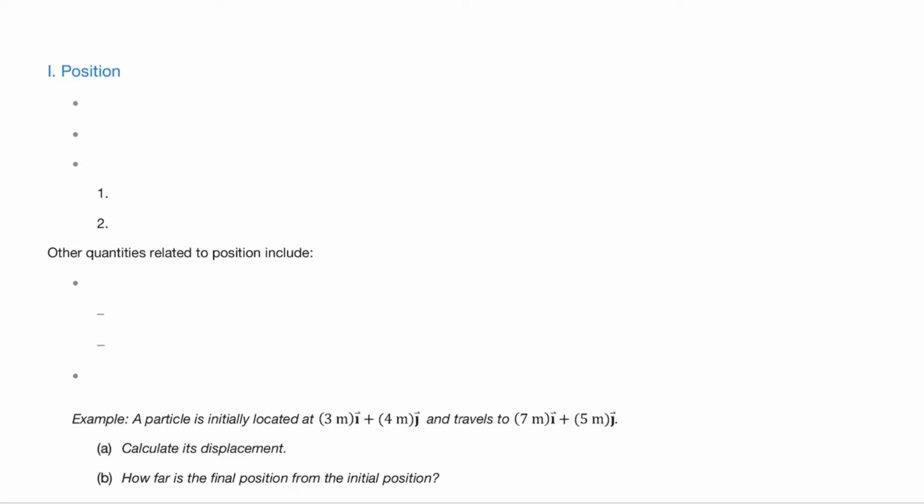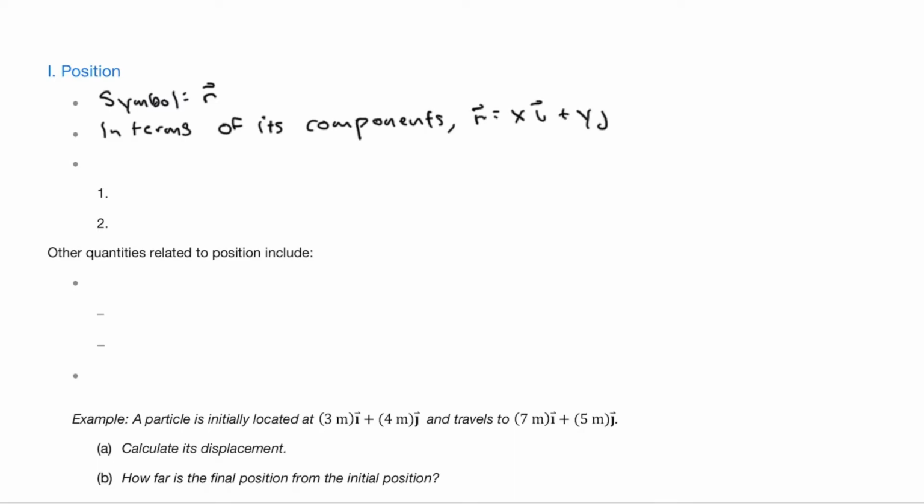We will now use this vector formalism to look at position, velocity, and acceleration, and how we define those kinematic variables as vectors. Let's start with position. Position now has a symbol in terms of a vector, and the symbol that we use is r. In terms of its components, the x component of r is just x, and the y component of r is y. And so we will almost exclusively use the components, and you will rarely see the symbol r.